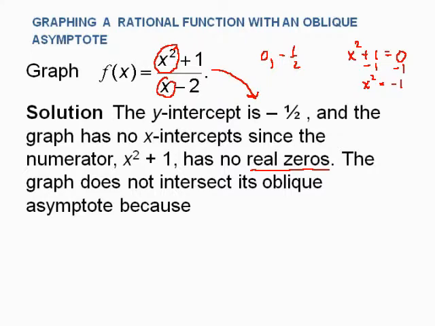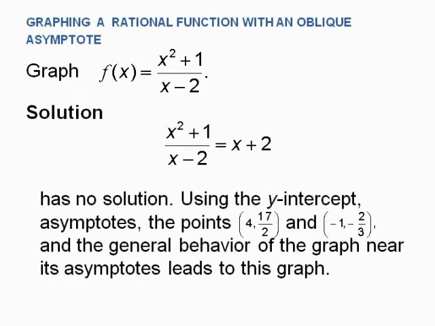The graph does not intersect its oblique asymptote. Okay? Because if we take this function, x squared plus 1 over x minus 2, and set it equal to the SA, the slant asymptote here, it will have no solution. Okay? Now, if you want to check that out, you may do so, but let's just go ahead and assume that so we can save some time watching videos here and get on the homework.